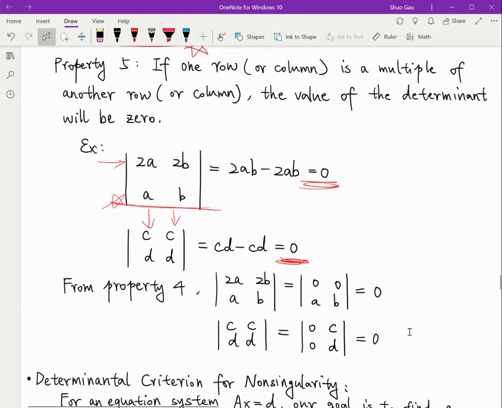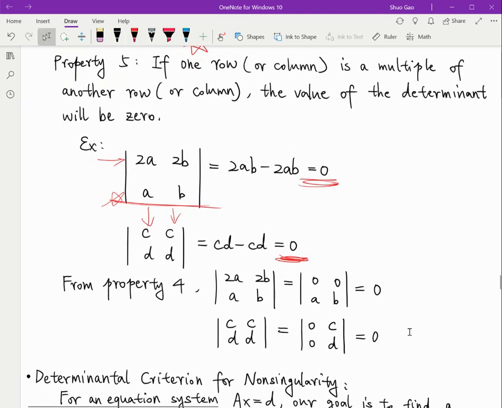And we can also solve this kind of question by using property 4, because for this determinant, we can simplify that by multiplying twice the second row and then subtracting it from the first one. Right, so the first row will become 2a minus 2a, and then 2b minus 2b. So the first row will become 0, 0, and the second row doesn't change, it's a and b. So determinant is 0.